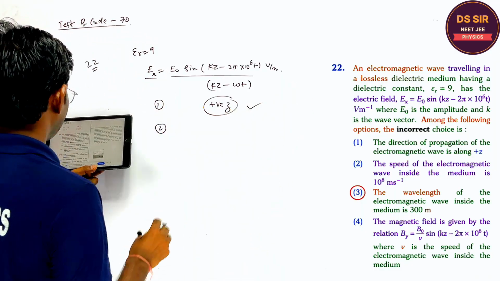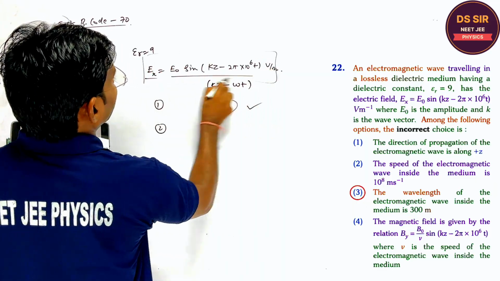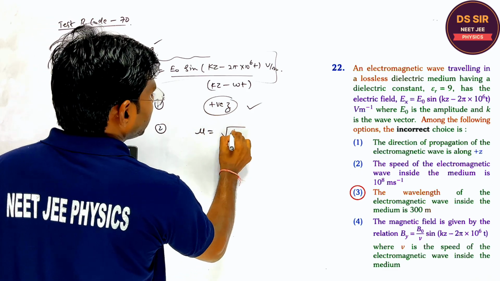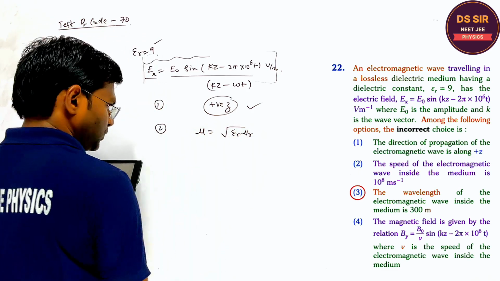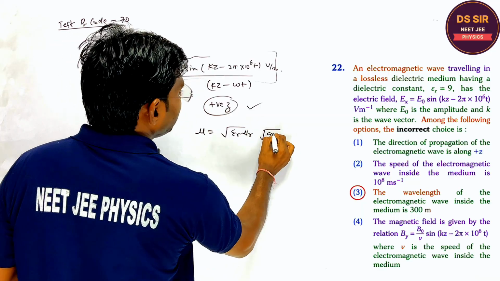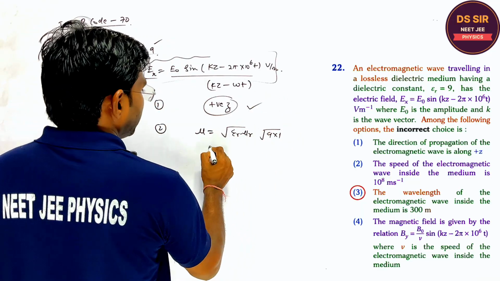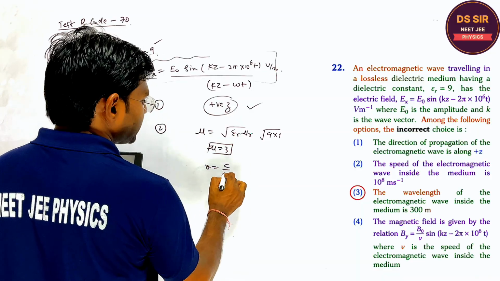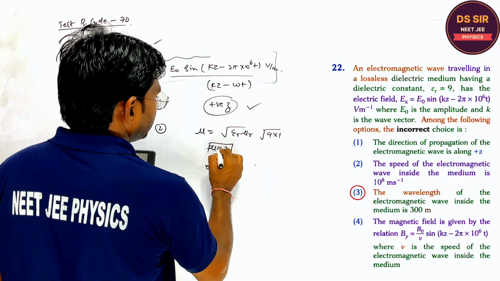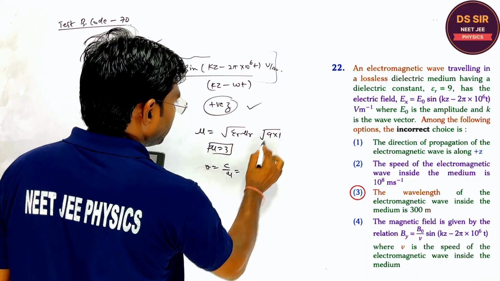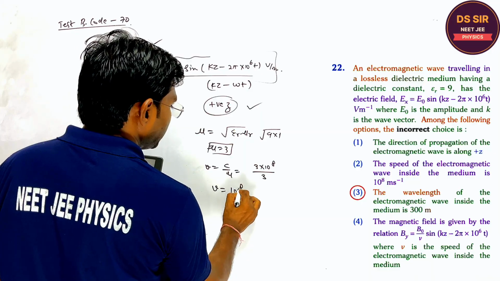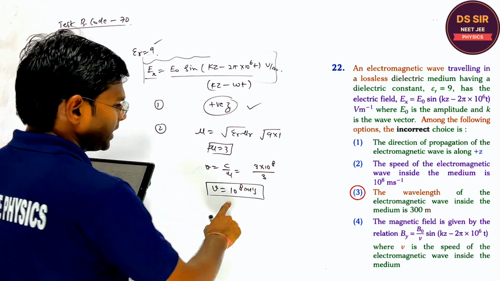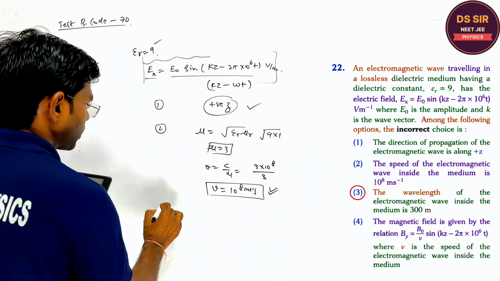What is the second option? The speed inside the medium. If this is the wave which is moving, the epsilon R is given as 9. So for the refractive index, you will find epsilon R into mu R, right. Epsilon R is 9 and mu R you can take 1, so refractive index is 3. So the speed of the electromagnetic wave is nothing but C by mu. C is 3 into 10 to power 8 and the refractive index is 3. So the speed is 10 to power 8 meter per second. So according to the second option, the speed of the wave inside this medium is 10 to the power 8 meter per second, which is also the correct option, right?